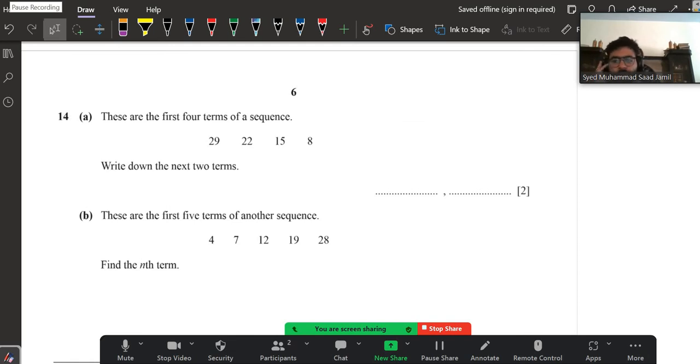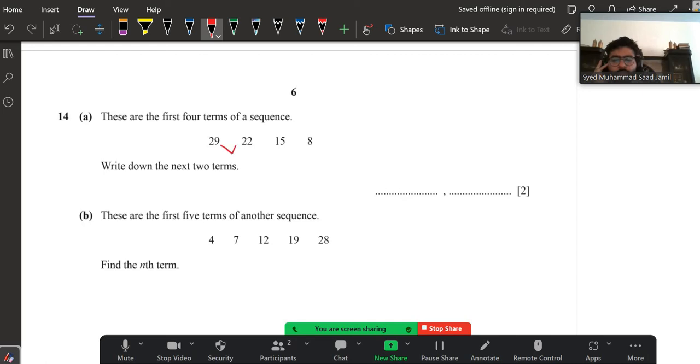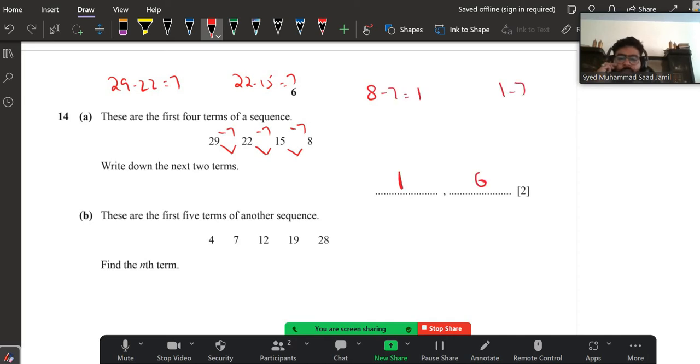If we were to look at question number 14, it says these are the first 4 terms of a sequence. Write down the next 2 terms. Whenever you have questions like these, just make an observation. 29 minus 22 is basically 7, right? Minus 7 again. 22 minus 15, that's also 7, again minus 7. So the difference between each term is minus 7. Alright, so that means 8 minus 7 is going to be 1, and 1 minus 7 is going to be minus 6. So these are the next 2 terms of the sequence.